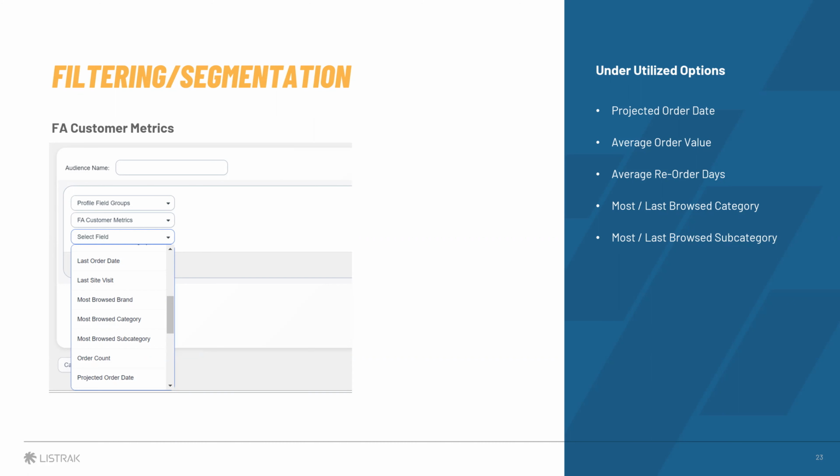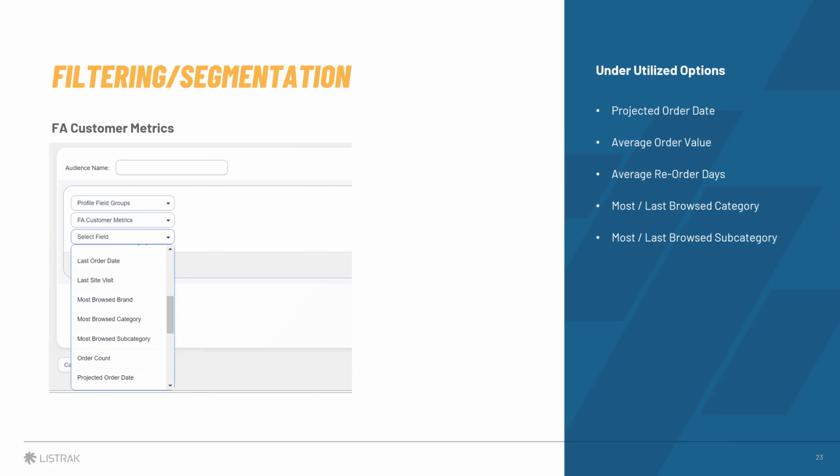So not only can that contact card help you define what segments do you want to use, but here under FA customer metrics, you'll actually be able to utilize those fields, one of which is a projected order. So as a part of your active segmentation, you may be looking at folks who maybe recently opened or clicked or subscribed or even purchased.